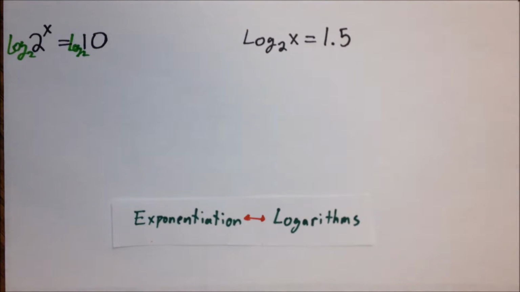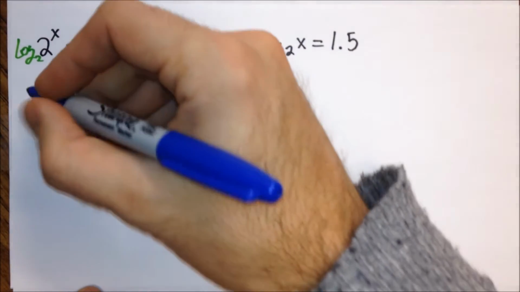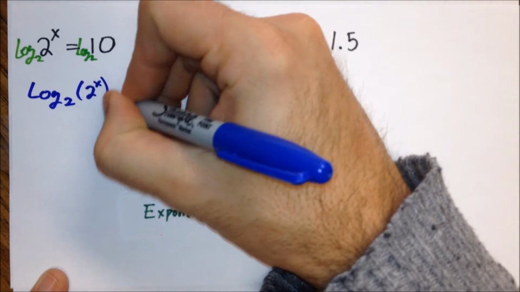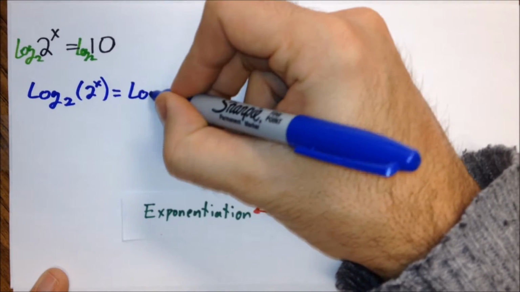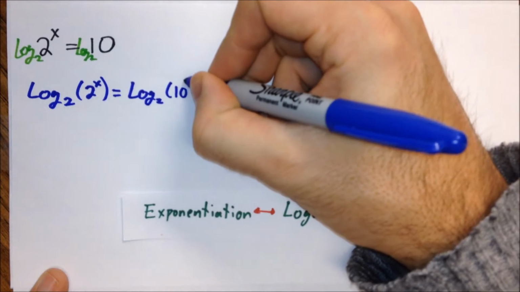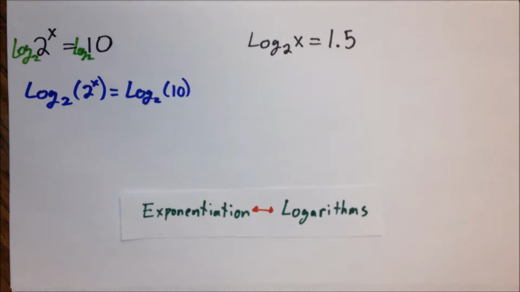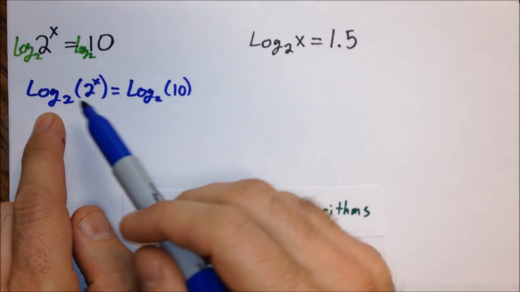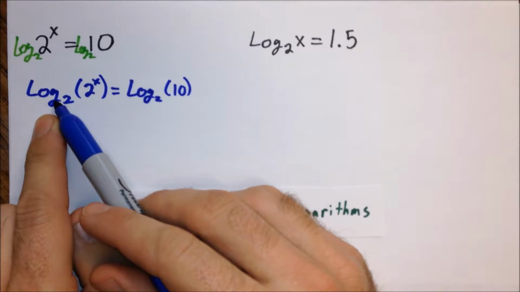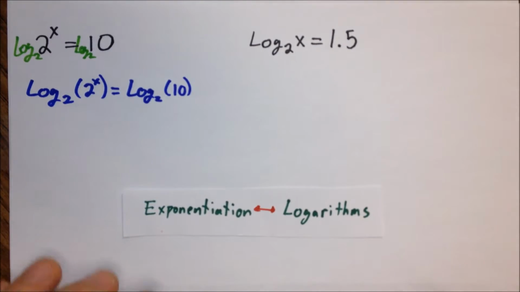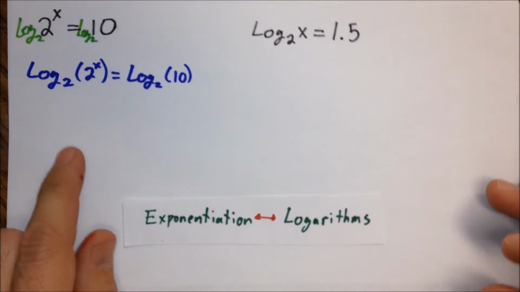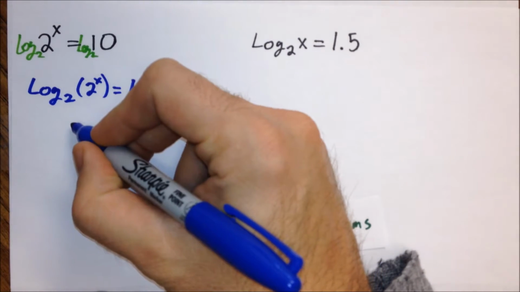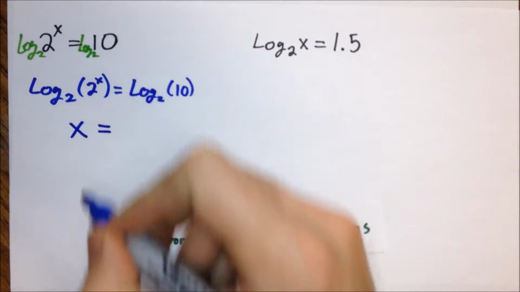Let me rewrite those so we can see them more clearly. Over here we have log base 2 of 2 to the x, and over here we have log base 2 of 10. So we've applied our logarithm to both sides of the equation. Now the question is, what remains when we take a log of this side? We'd have log base 2 of 2 to the x. We should get just x all by itself.